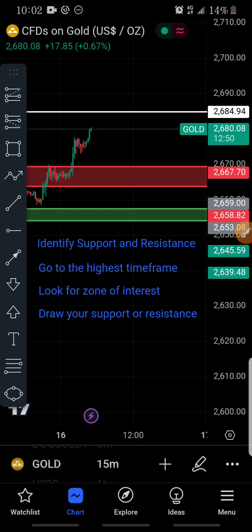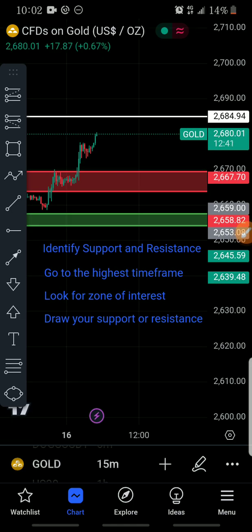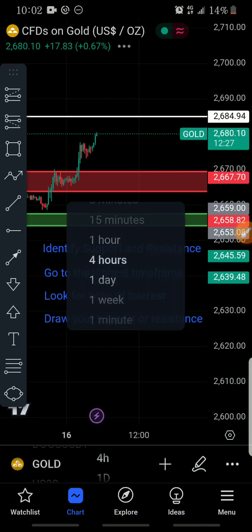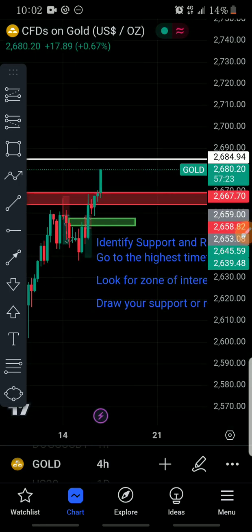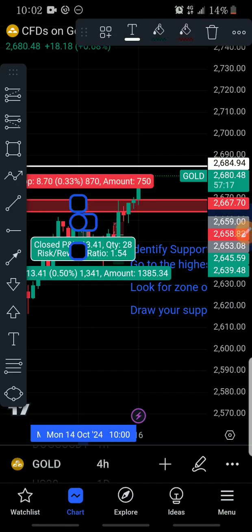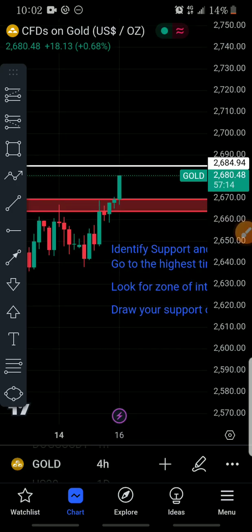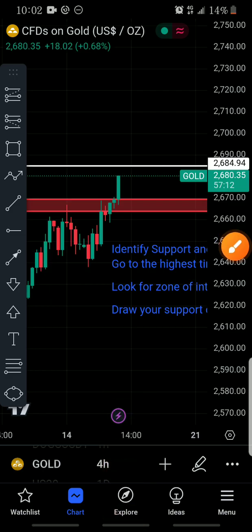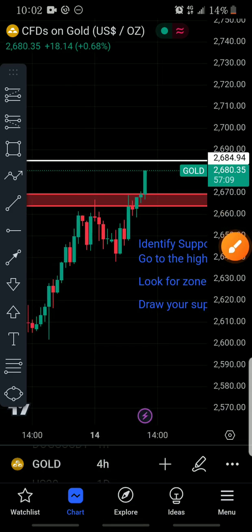So guys, let's start. Now, the first thing on our list is you should go towards the highest time frame. Now this is the 15-minute time frame. I'm on the 15-minute time frame now. My highest time frame as a day trader is 4 hours. Now your highest time frame can depend on the kind of trader you are. Like me, I am more of a day trader, so my highest time frame is 4 hours. So I'll go to 4 hours. Sorry, I've already marked out my support and resistance. Let me delete them. I'll go to 4 hours. So I'm on 4 hours now.